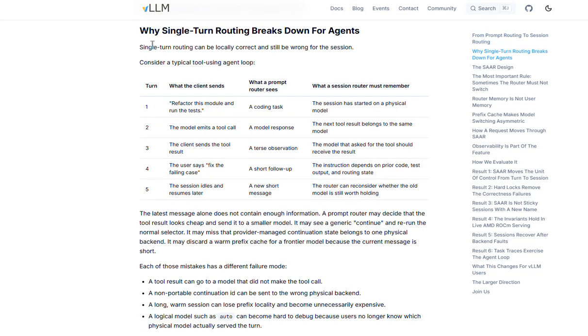So why does singleton routing break down? Let's say we have a user, we pick a model and run the task. If it's prompt-based routing, the router will think, okay, it's a coding task. I would like to assign it to a coding model, the best coding model available out there.